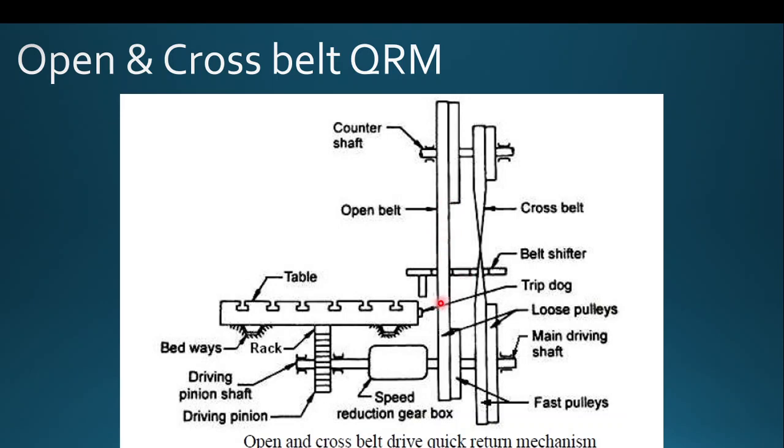After reaching the extreme return stroke condition, again the tripper activates the belt shifter. This moves the belts back into the starting condition, making the open belt drive inactive and the cross belt drive active, and the cycle is repeated. In this way, the open and cross belt drive quick return mechanism operates in our planer machine to achieve the fast return with lower power.